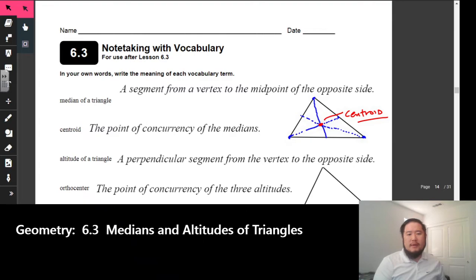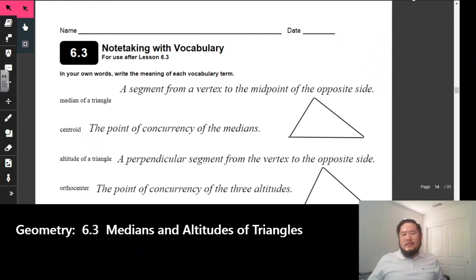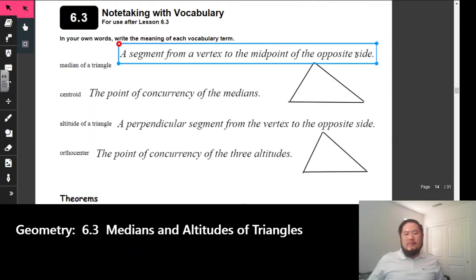Let's take a look at the next part. We talk about the altitude of a triangle. Now, the altitude of the triangle oftentimes gets confused with the height of the triangle. And that's not always the case. The altitude of a triangle is a perpendicular segment from the vertex to the opposite side. So let's say right here, I've got my vertex and it's got to be perpendicular to the opposite side. So I just need to draw a line that goes straight down.